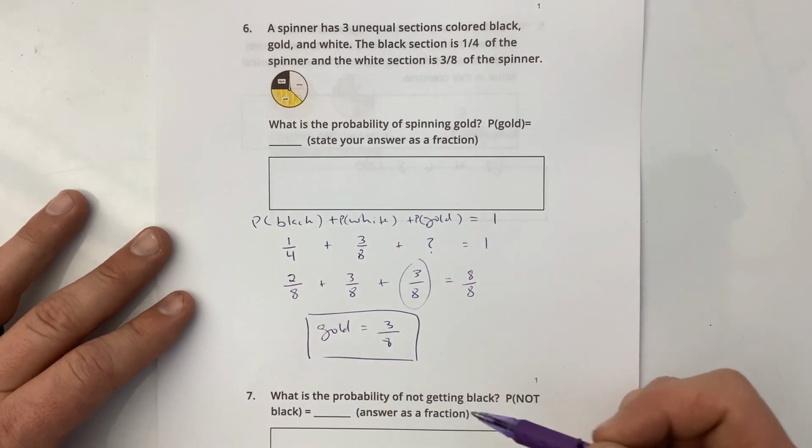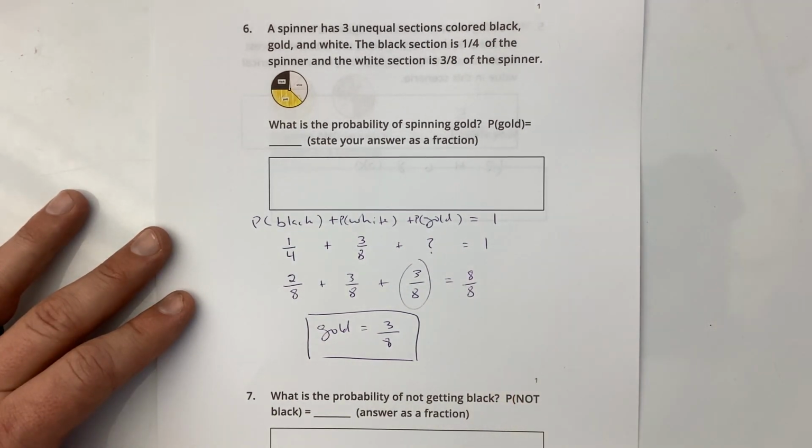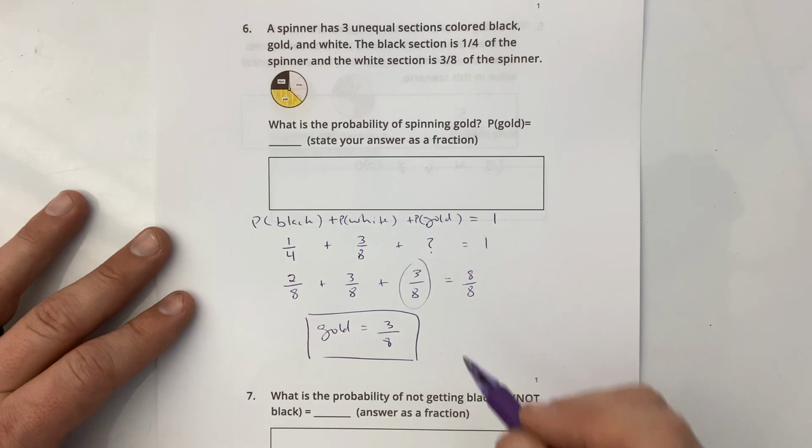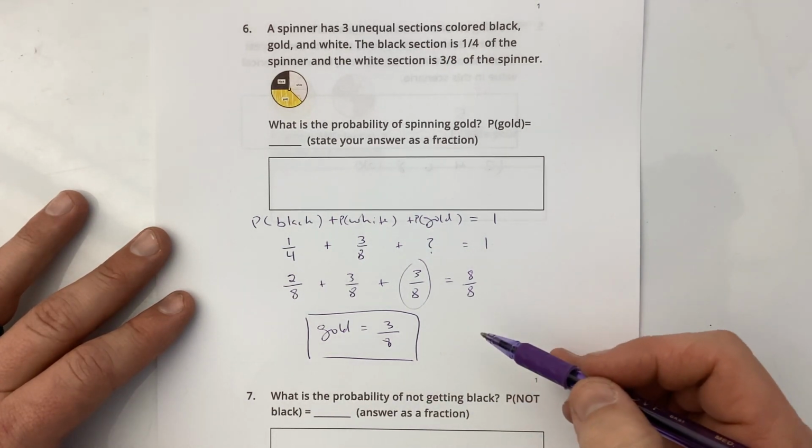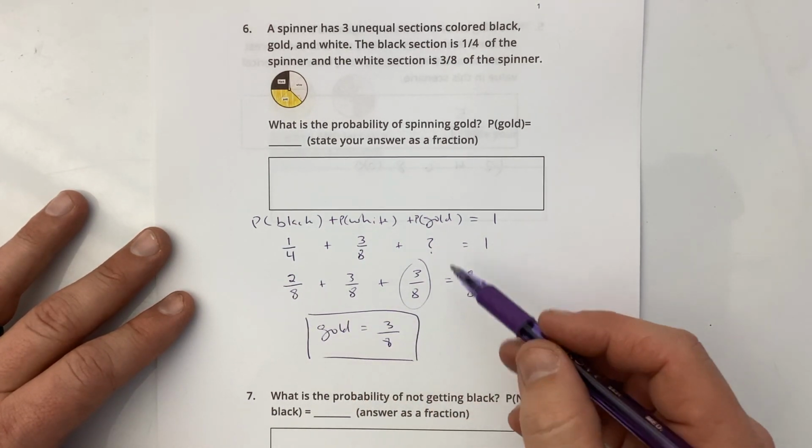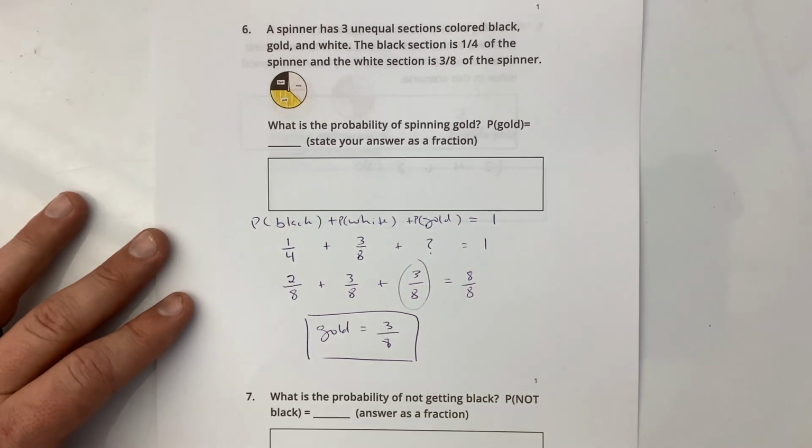You'll need to know that you can do that. You'll have to find the missing probability by adding the known quantities and essentially subtracting that from 1, finding out what's missing.